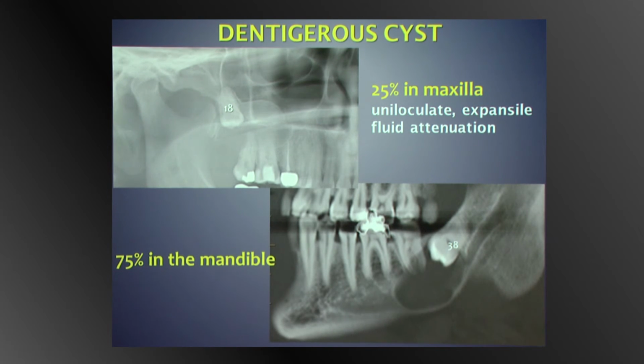Here's one associated with 1.8. They're uniloculate, they're expansile, fluid attenuation, and 75% in the mandible, here associated with 3.8.